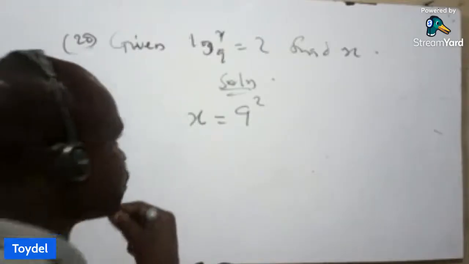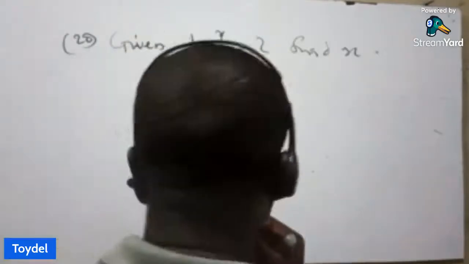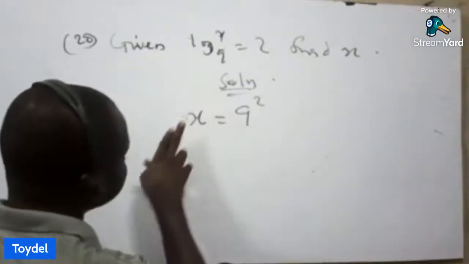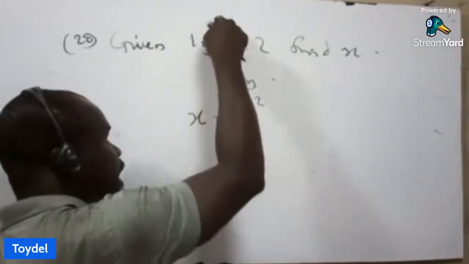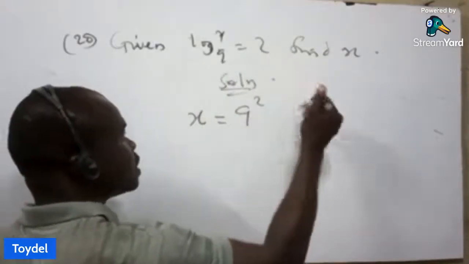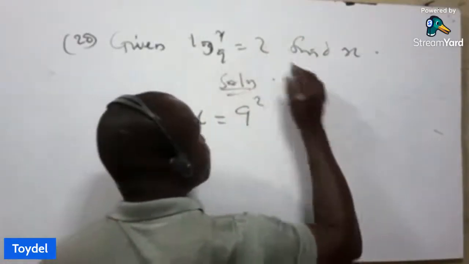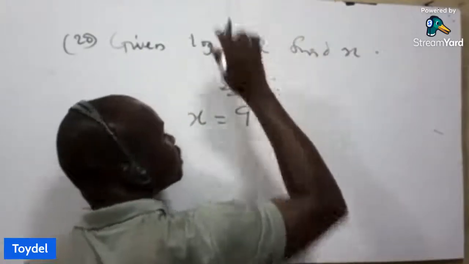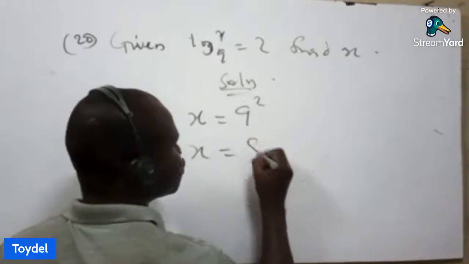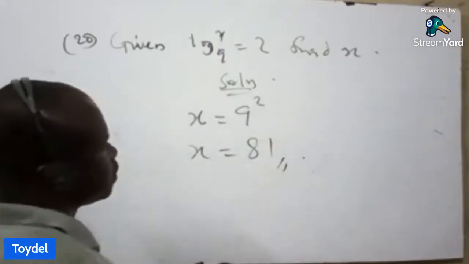Please check the video under logarithm and logarithmic equations. There's a relationship. If you are given log x base 9 equal to 2, the law says that this base will be raised to the power of the result. So now x will be equal to 9 times 9, which is 81, and that will be the answer.